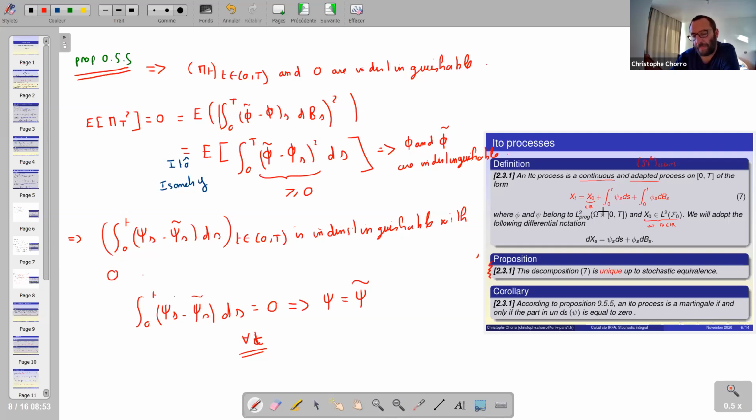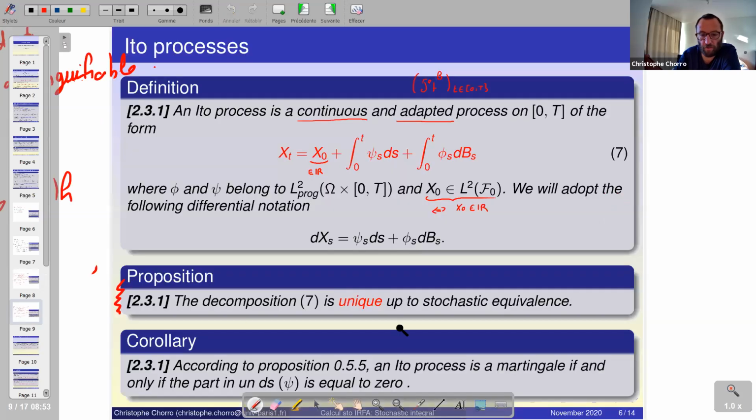So we have the uniqueness in the Ito decomposition, and this uniqueness is based on a result we have seen together in chapter 0. That is the fact that when I have a square integrable and continuous martingale that takes the form of a Riemann integral, it is necessarily indistinguishable from 0. So in particular, I have the following corollary.